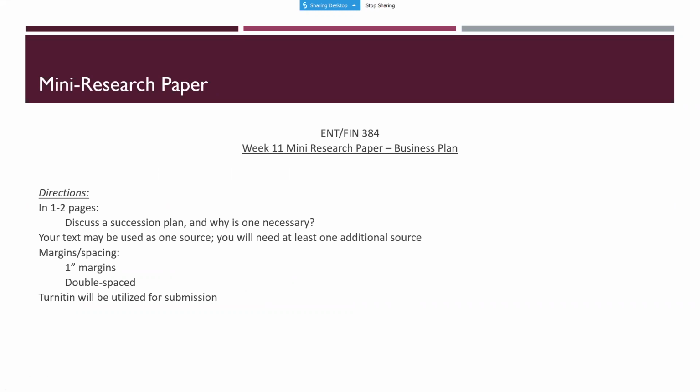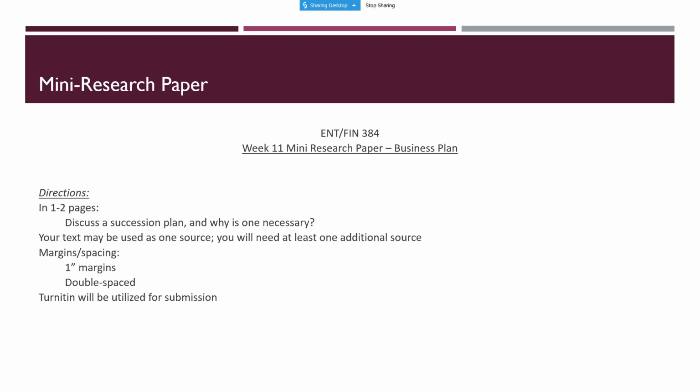That takes us to the topic of our research paper for next week, and that has to do with the succession plan. I think that was the next item in the handouts after the skeleton of the business plan, the info about the mini research paper. This is also the Word document that's out on Sakai.